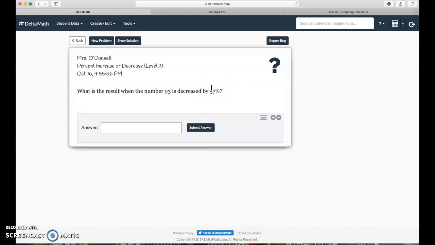If you're getting a really big number or a really small number, you're not getting close to what you think, right? If your percent decrease is 57%, it should be around half, maybe a little more than decreased by half, right? So yeah, all right, and that's percent increase and decrease level 2.